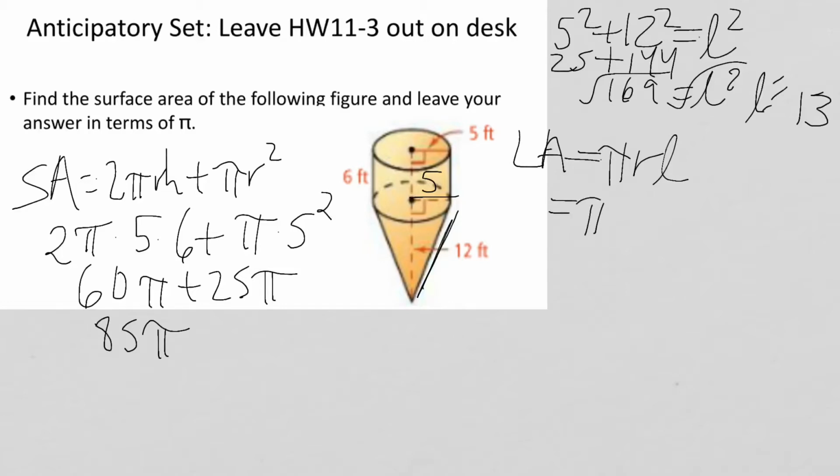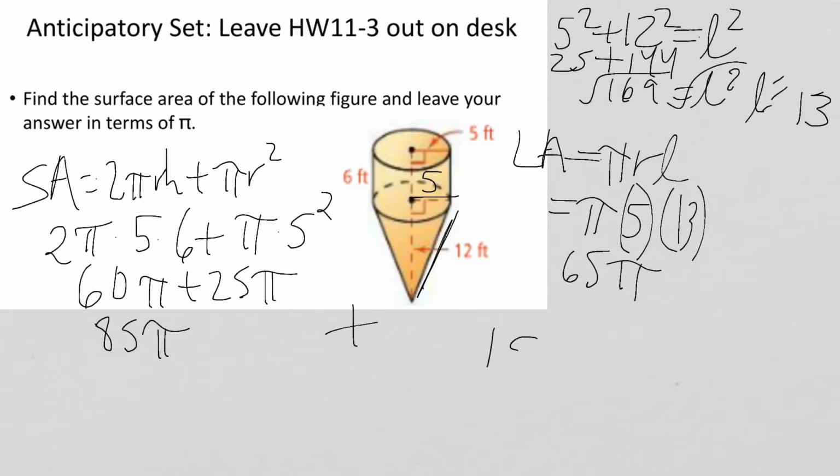Now when I plug it into my formula, our radius is 5, our slant height is 13. We multiply it out, we get 65 pi. And now I add both of these together. So the total surface area of this shape is 150 pi feet squared.